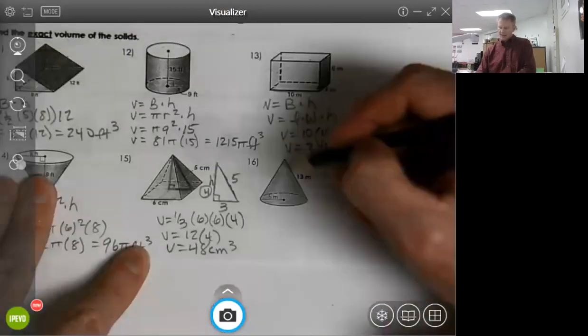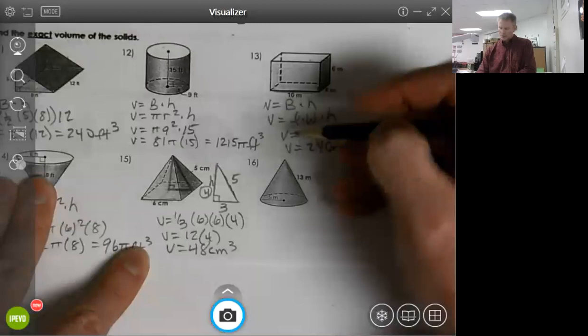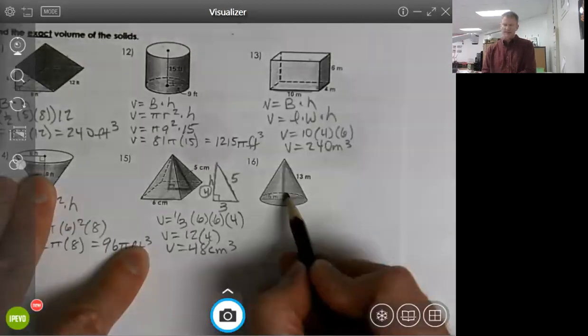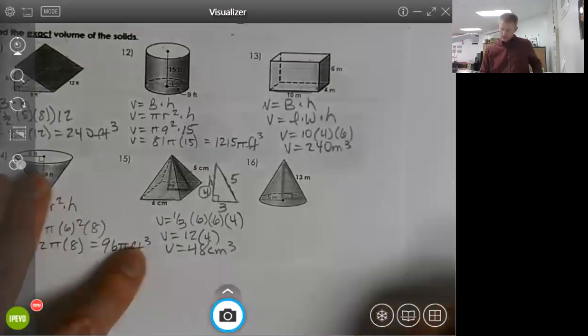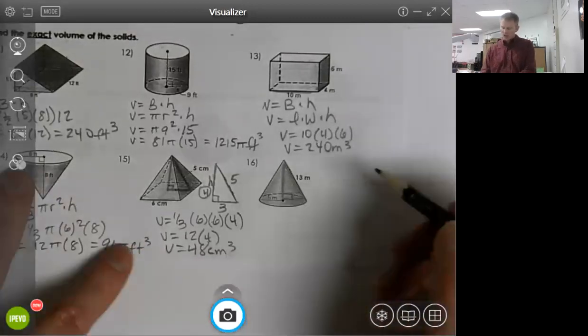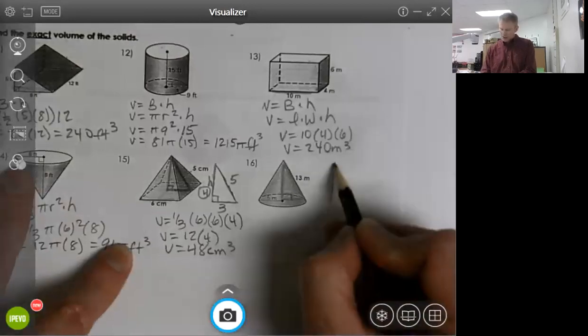Here again, we have a slant height. We're looking for the perpendicular height. We don't want the slant height. We need to know the height perpendicular to the base, perpendicular to the circle. So again, there's a little shortcut for this one.